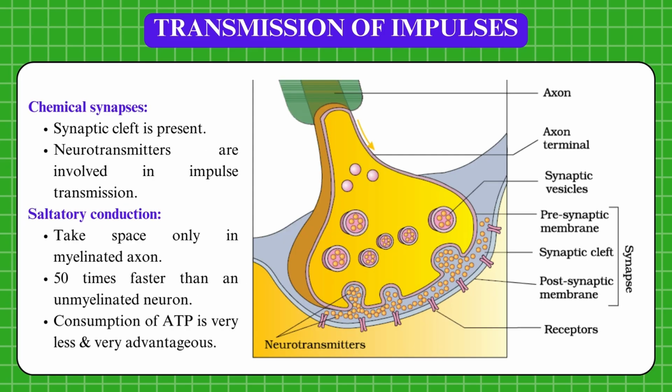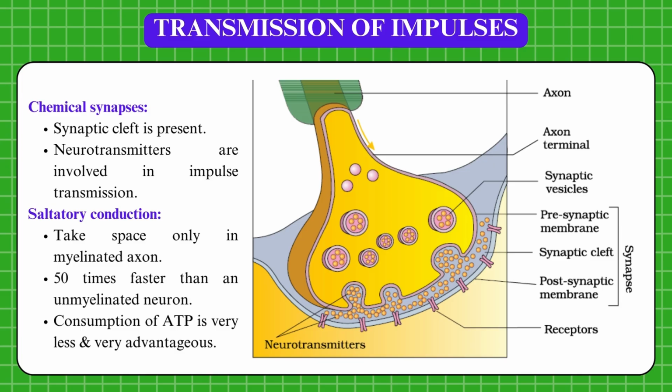Chemical synapses. A synaptic cleft is present, therefore pre- and postsynaptic membranes are separated. Neurotransmitters are involved in impulse transmission. See the picture. Now we are going to see how chemical synapses work.